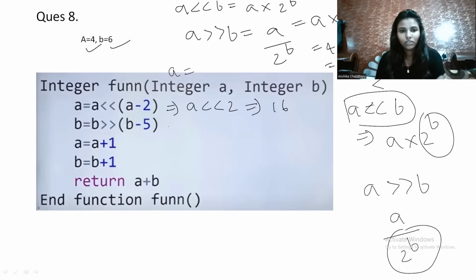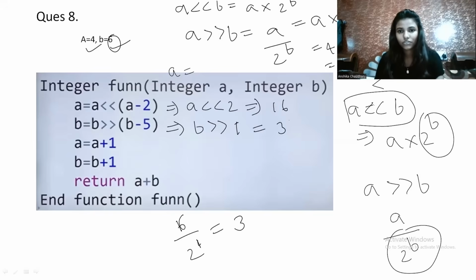Now this line. So b right shift b minus 5. What is the value of b? b is 6. So 6 minus 5 is 1. We have to perform the right shift operation on this. What is the value of b here? It is 6. So 6 upon 2 raised to the power 1. So this will give 3. Okay, I think it is clear.